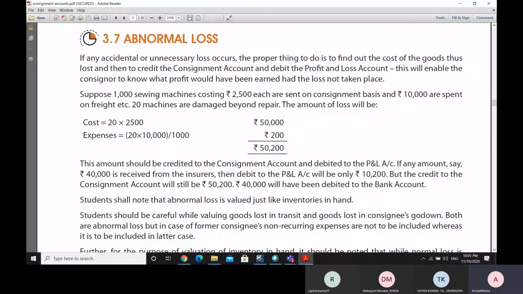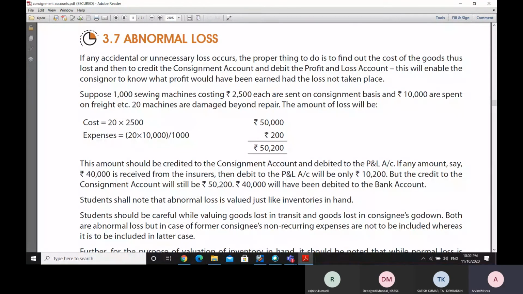So we are not able to know what is our profit margin on the consignment business, because if these machines had not been damaged due to some abnormality, then we would have sold them. So we want to find out what is our actual profit on the consignment business. Any consigner would want to know whether he's going into a loss in the consignment business or he's making a profit, and if he's making a profit, what is his profit margin? Then only it is worthwhile to do the consignment business if there is a reasonable profit there.